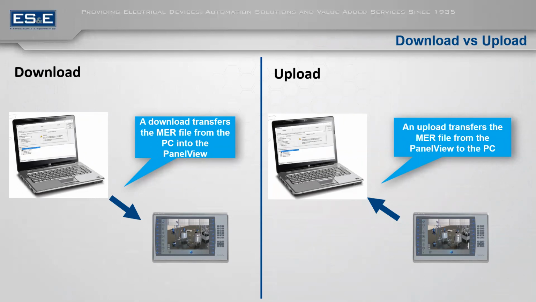Again, very similar to Studio 5000, but not the same for every other platform, is the upload and download. So download, again, is taking the information from our PC and storing it onto the PanelView. Upload will be taking the runtime application, so it's not the full build application, but just the runtime, and it takes the runtime from the PanelView and brings it back up to your computer so that you can restore that computer or that application.